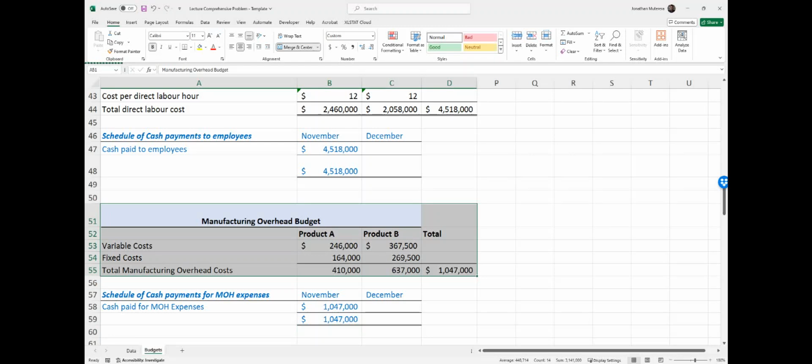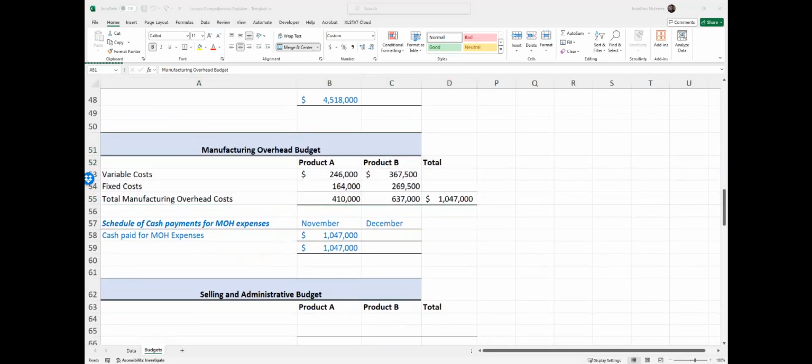Okay, so that's it, my friends, with that budget. Let's move on to the next budget, which is the selling and administrative budget.